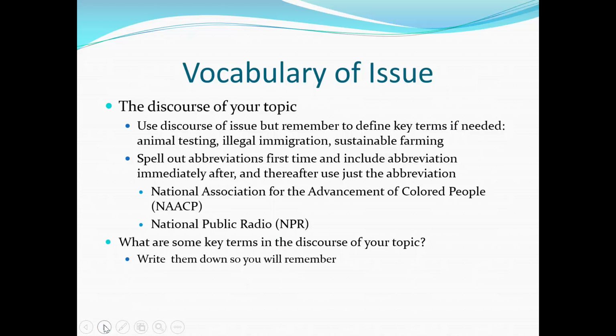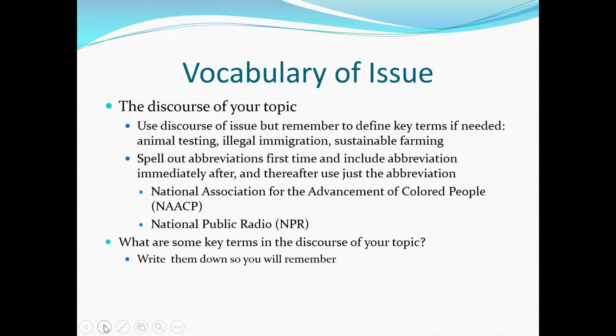So one of the things that you want to be concerned with as you're writing is the vocabulary of your issue. Some topics have words that their audience may be unfamiliar with or that are important to define. Even if they are familiar with those terms, you may want to pin them down early on in your essay so everyone knows what you're talking about and there's no ambiguity.